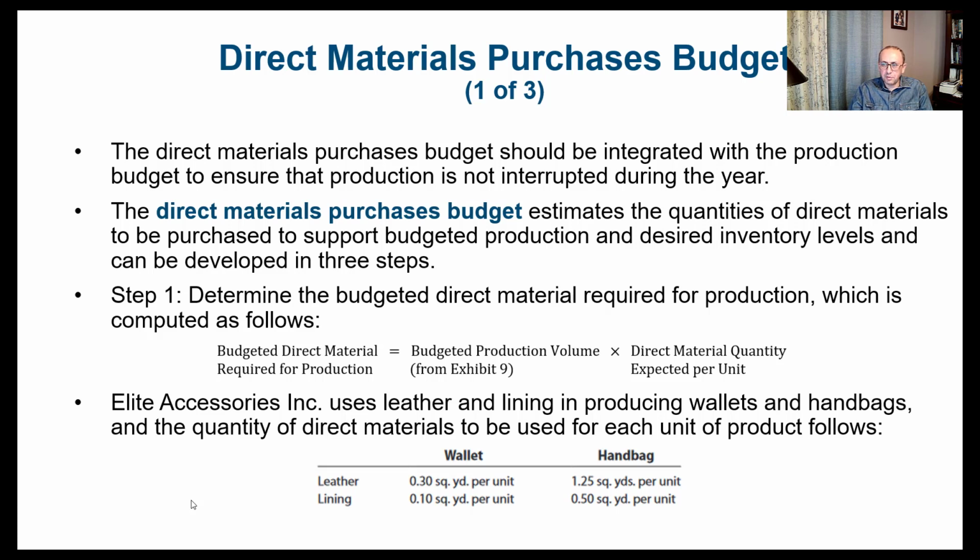So the company uses leather and lining in production of wallets and handbags, and the quantity of direct material to be used for each unit of production would be as follows. For the wallets, we use leather and lining: about 0.3 square yards per unit of leather, and 0.10 square yards per unit of lining. The handbags use a little bit more: 1.25 square yards per unit for leather, and 0.50 square yards per unit for the lining.